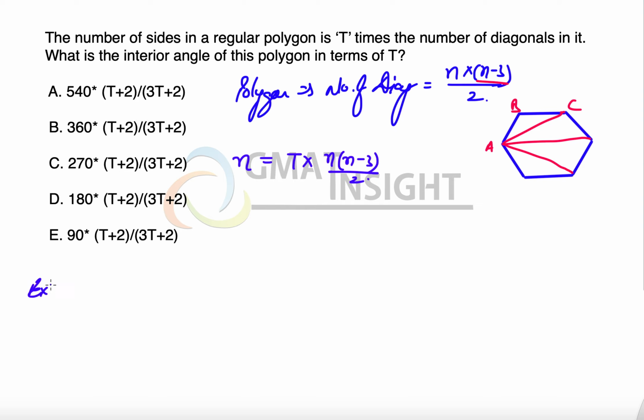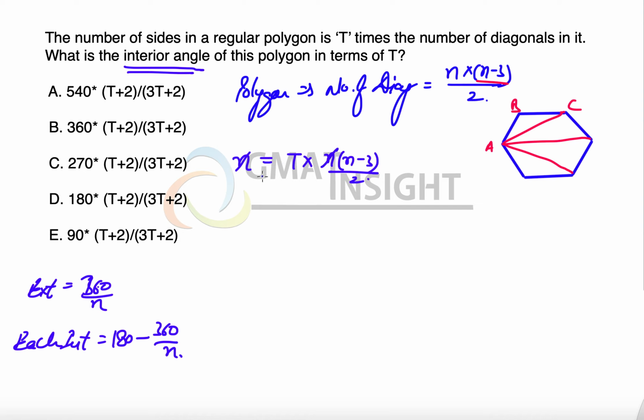Now, the exterior angle of the polygon is given by 360 divided by n, where n is the number of sides, right? And each interior angle is given by the expression 180 minus 360 divided by n. We have to find out the value of the interior angle. That means here we just need to substitute the value of n in terms of t, and then we have our answer. So we need to simplify this expression here first.